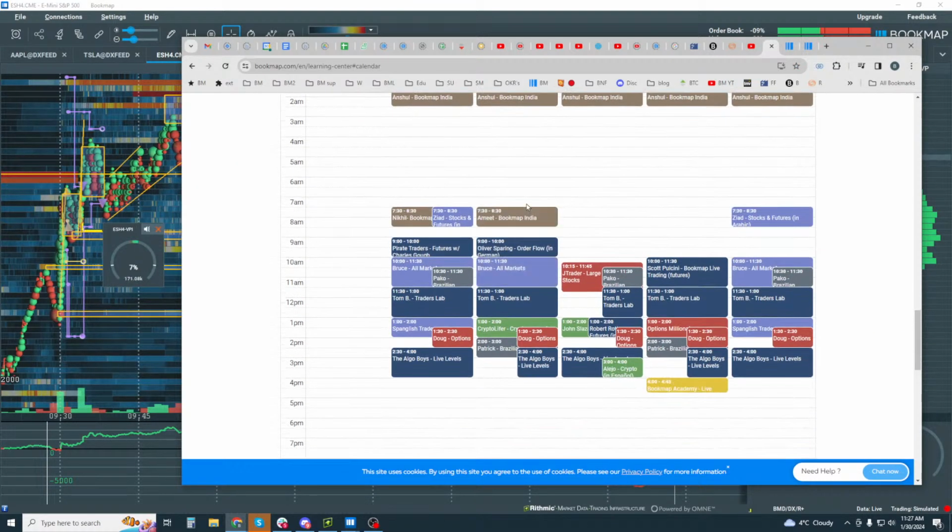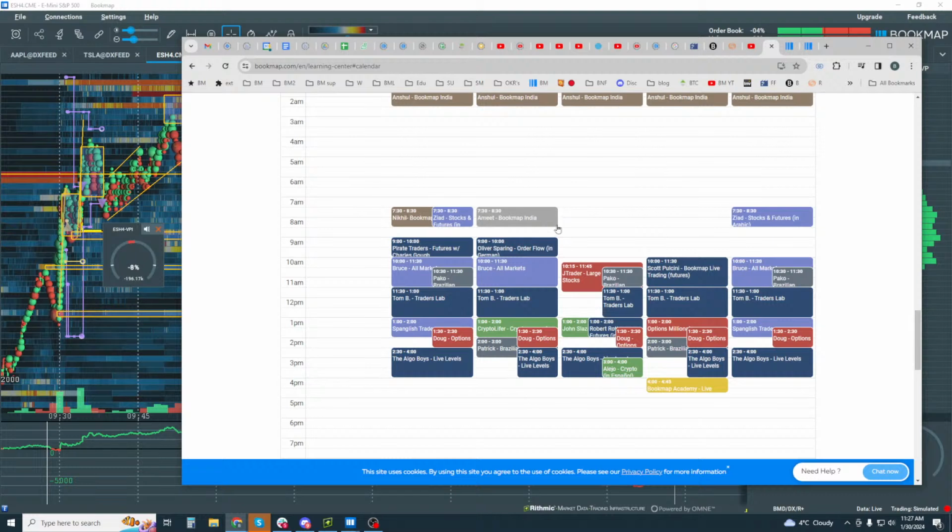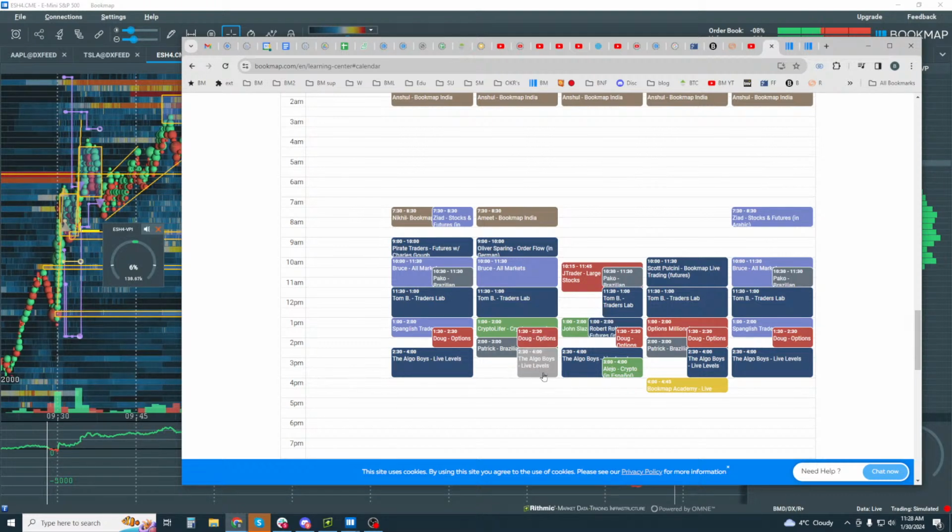We've got a booked calendar here, multiple languages, multiple markets, and today's Tuesday, so this is the all markets. We've got Tom B next. We got Crypto Lifer after that. We've got Patrick trading Brazilian markets. Doug is right in between Crypto Lifer and Patrick. Doug with options here. And then we have the Algo Boys from 2:30 on into the close, right?